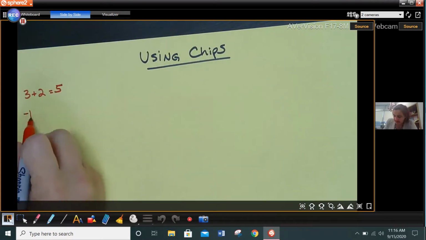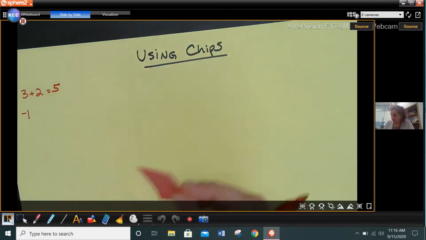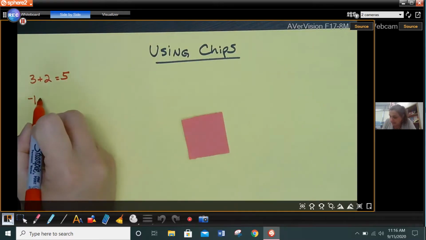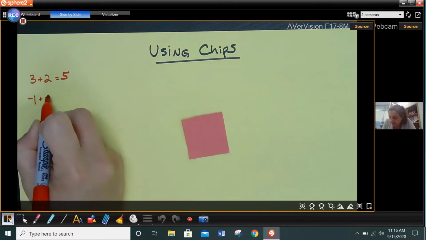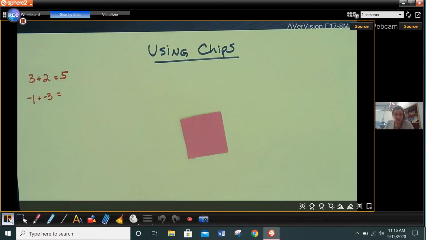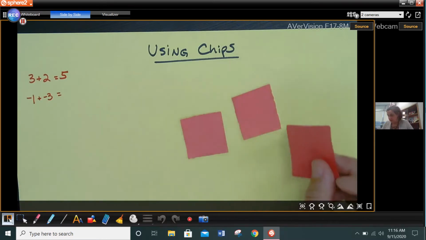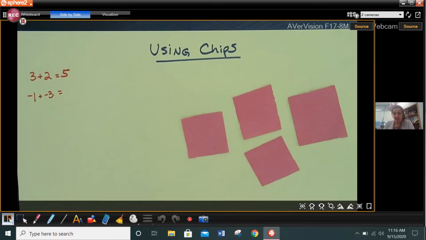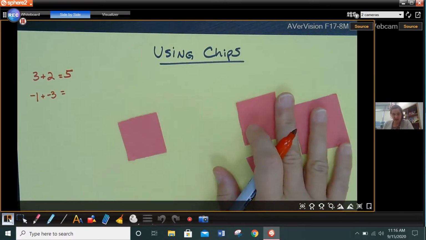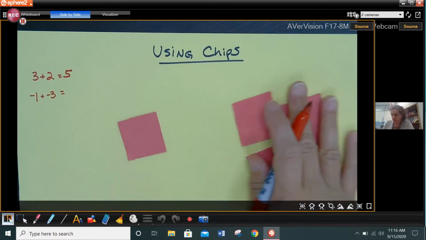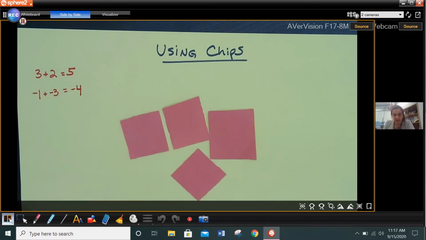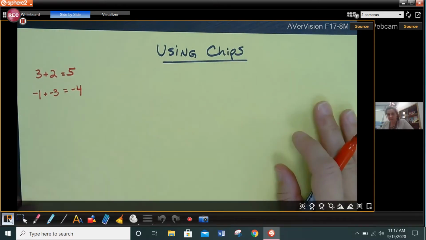Let's say I have -1. So I start with -1 on my board. And so I have $1 of debt. I owe somebody $1. And I add to that $3 worth of debt because I need to borrow more money to buy something I want. So I'm going to add $1, $2, $3 worth of debt onto what I started with. So I started with 1, I added 3 more negatives to it. Now I have a total, when I put them together, of -4. So -1 plus -3 is -4.